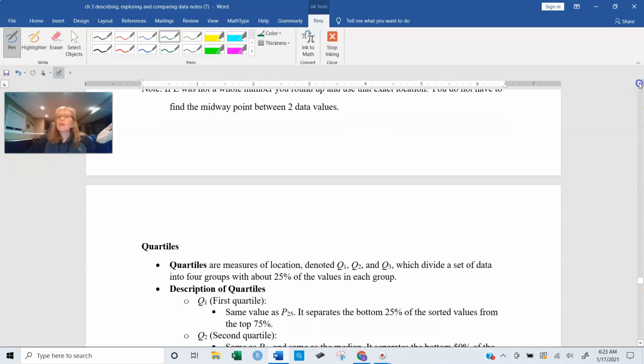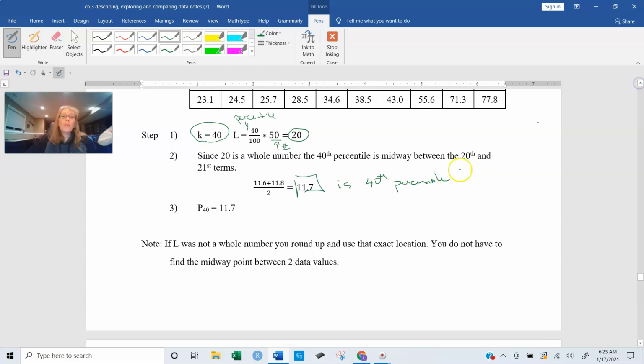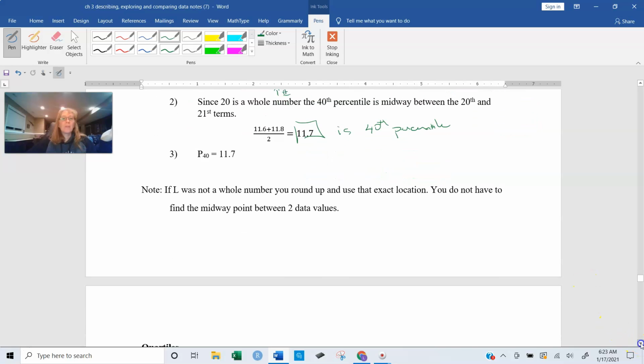Right here, I forgot to mention, if it's not a whole number, we round up. So if I had found a different one, let's say it had turned out to be 12 point something, say 12.2, I would round up to the 13th data value. I don't have to add. So let's go do this so we can start making these box and whiskers.